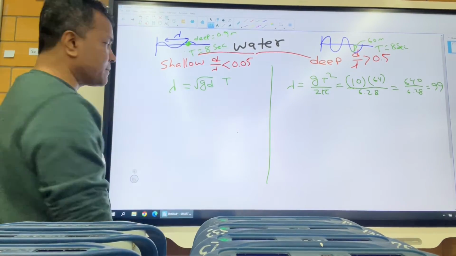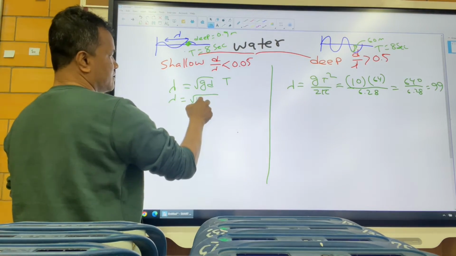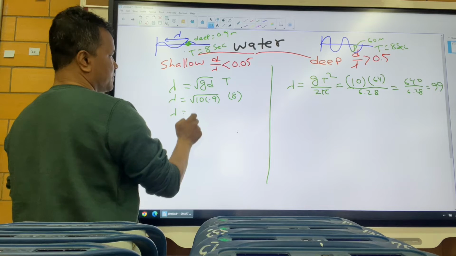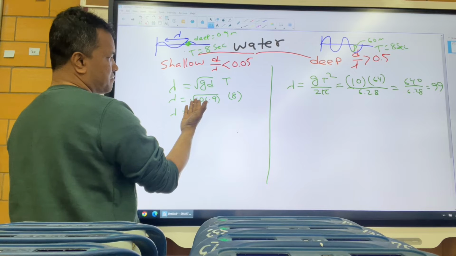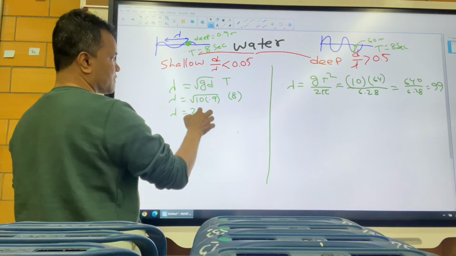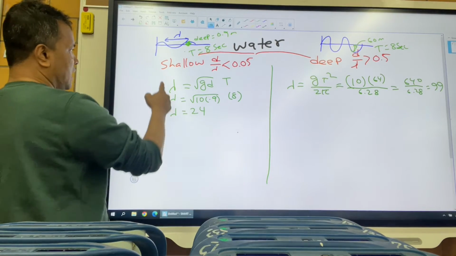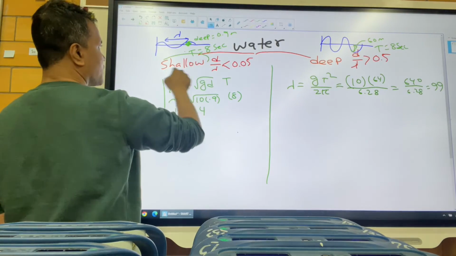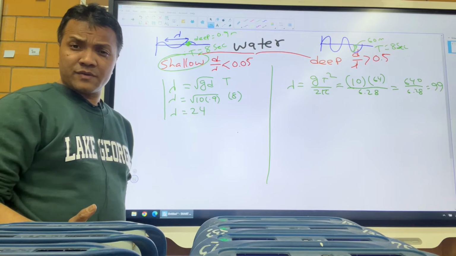Let's calculate it over here. Lambda: you have g, which is 10, d, which is 0.9, t, which is 8. Let's say this is 1, so square root of 10 is 3, times 8 is 24. Okay, all right. So now let's see whether this satisfies shallow water. If it does satisfy shallow water, then we're going to use the equation to find the velocity.